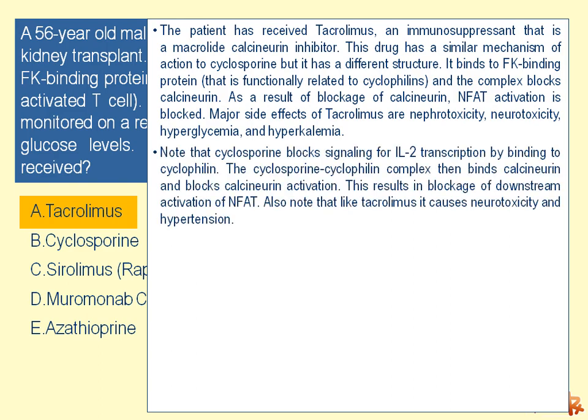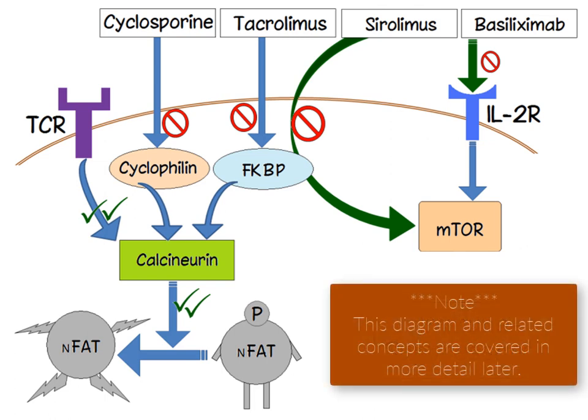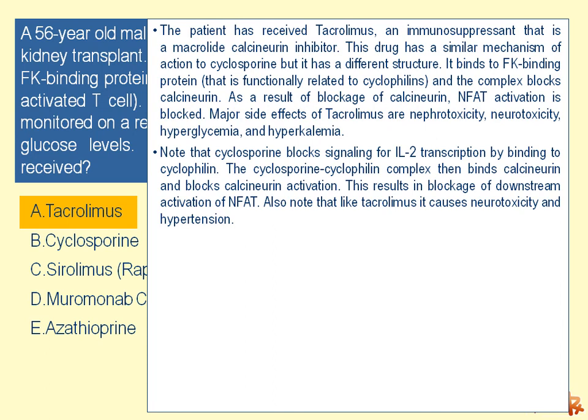Note that cyclosporin blocks signaling for interleukin-2 transcription by binding to cyclophilin. Cyclosporin-cyclophilin complex then binds calcineurin and blocks calcineurin activation. This results in blockage of downstream activation of NFAT. Also note that like tacrolimus, it causes neurotoxicity and hypertension.